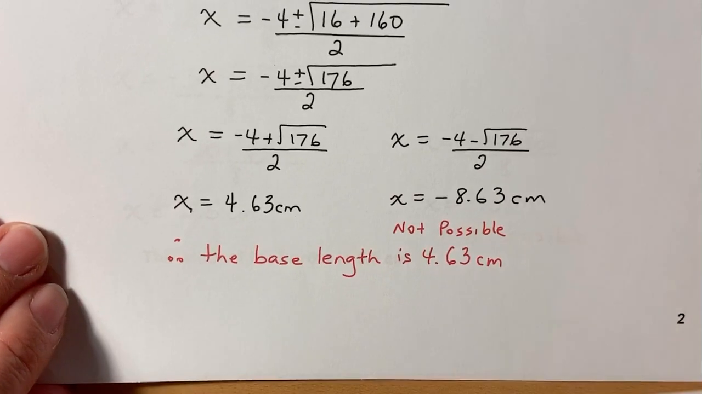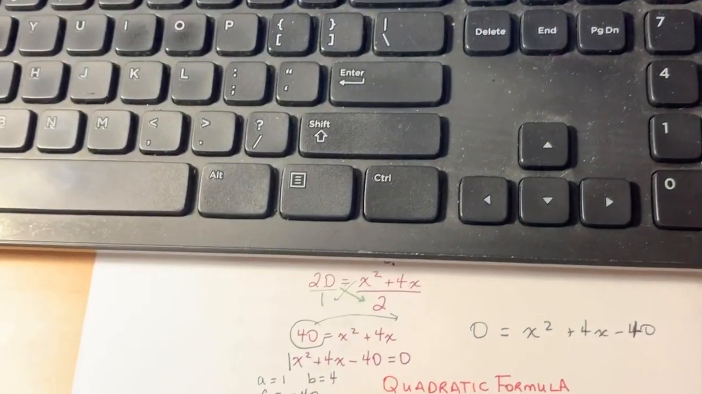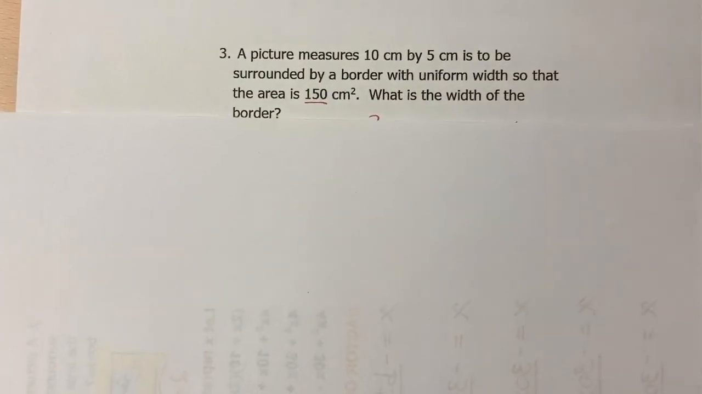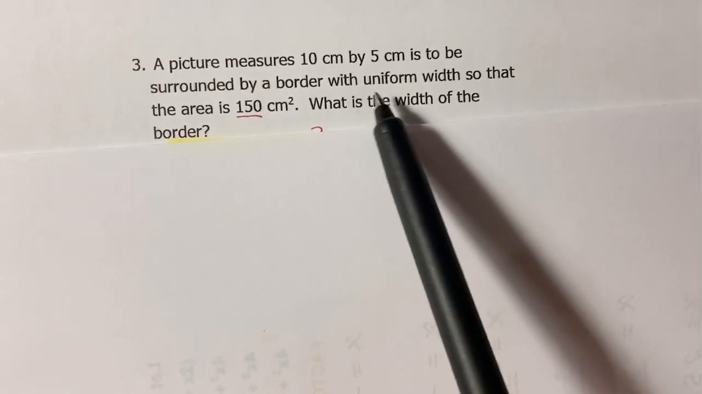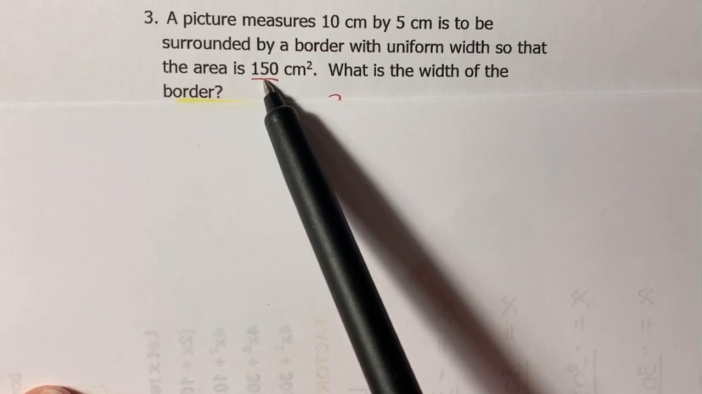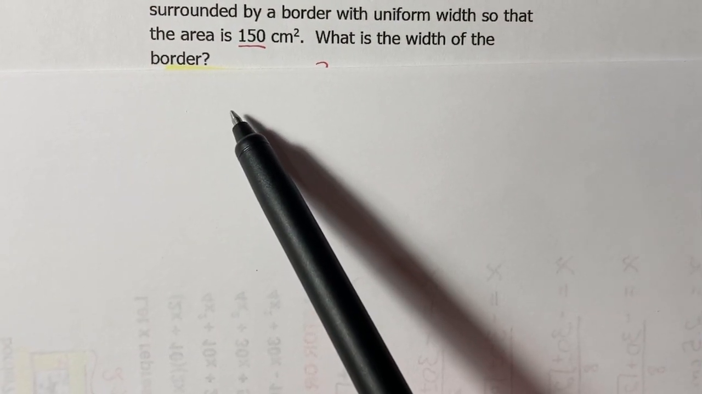Okay, let's look at one last one. These are all very typical types of questions that you're going to be expected to do. And this is the last one here. So you're given a picture. It's 10 by 5, and we're going to put a border around it so that the area is 150 centimeters squared. And you're asked, what is the width of the border?